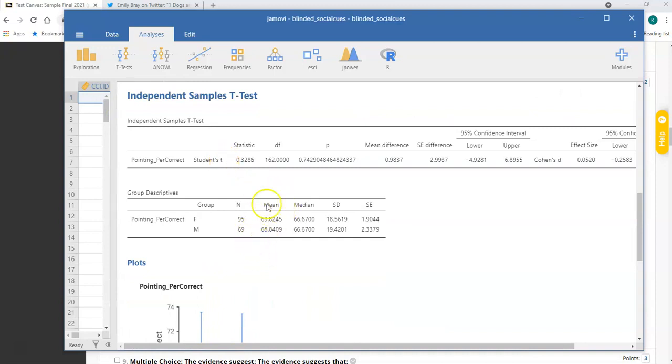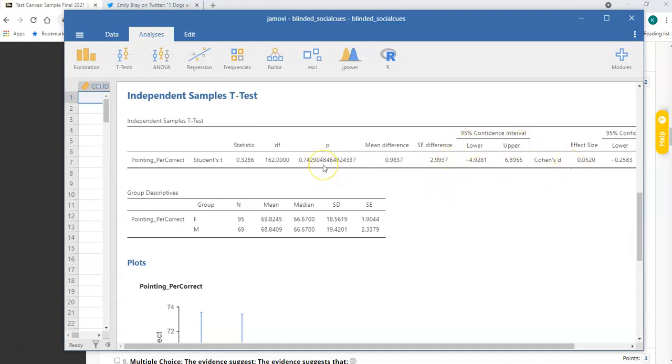Now, what are you going to need? Here's your degrees of freedom, and here's your t value, and here's your p value. Not a very compelling p-value, suggesting that the mean difference between performance by males and performance by females, which is down here, these are the two means, here's the mean difference, that mean difference is well within what you'd expect due to sampling error.